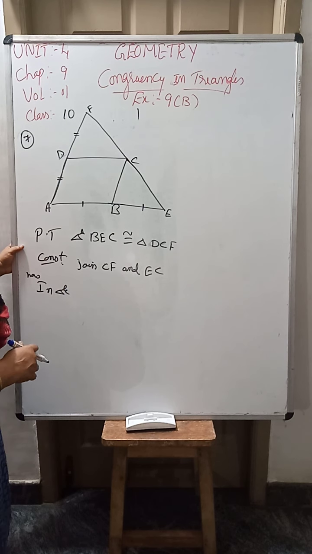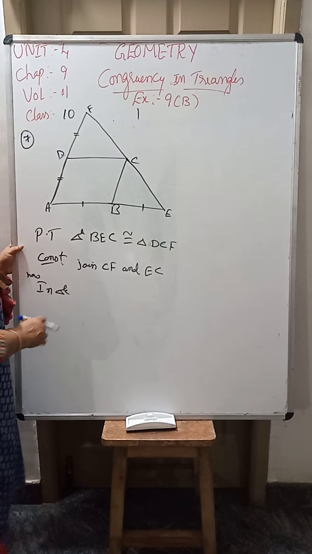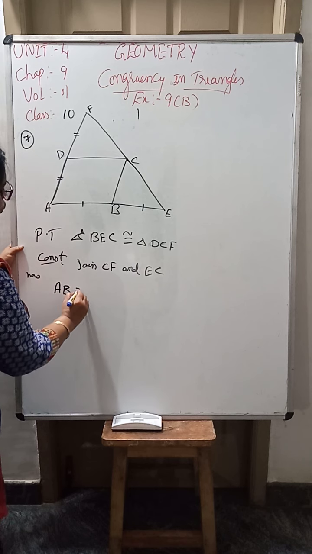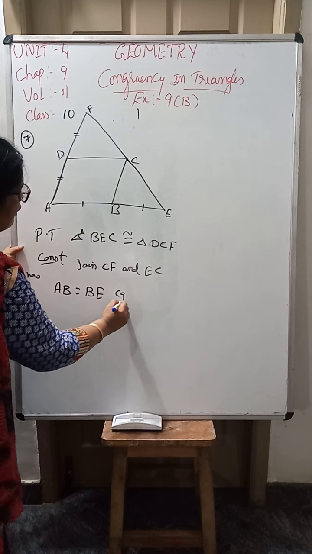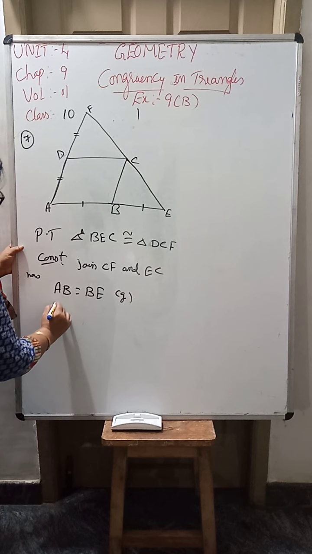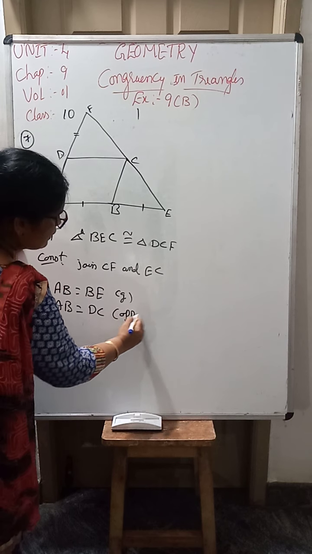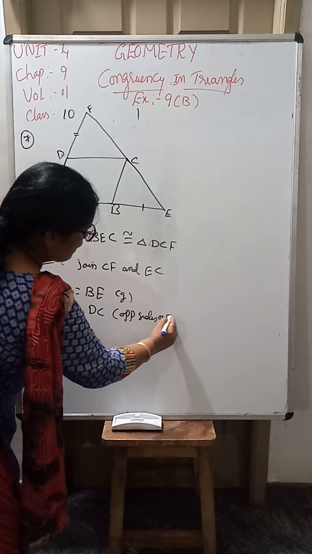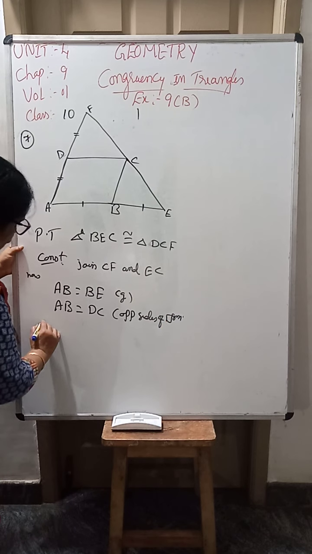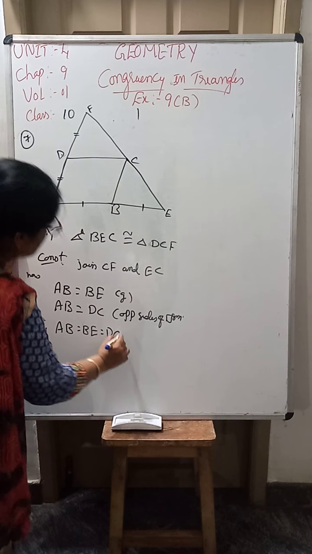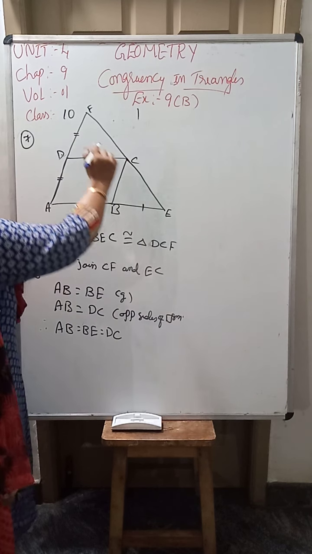Now, in triangle, before that, let's have some supplements. Let us write down supplements. AB is equal to BE. This is given. And AB is equal to DC, opposite sides of parallelogram. Therefore, AB is equal to BE is equal to DC.